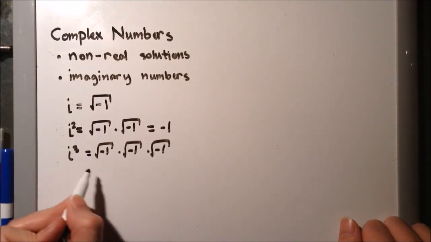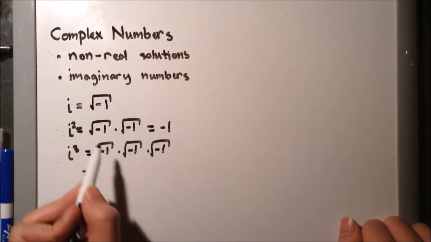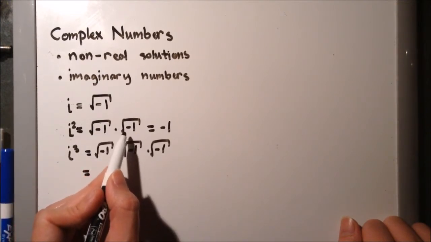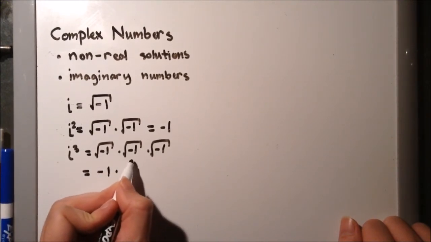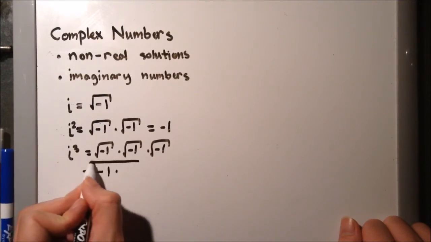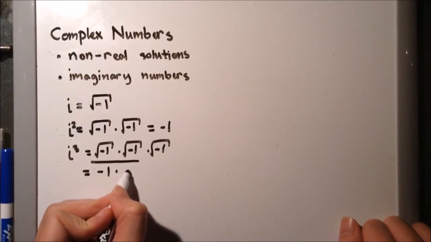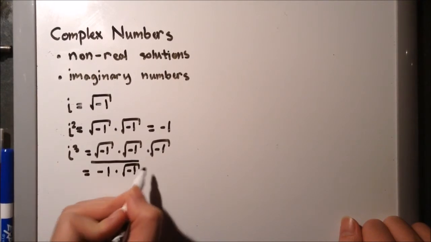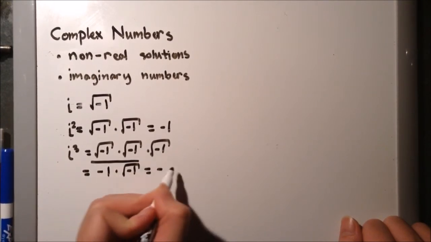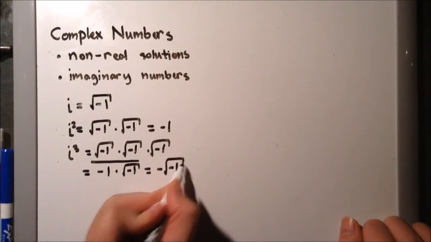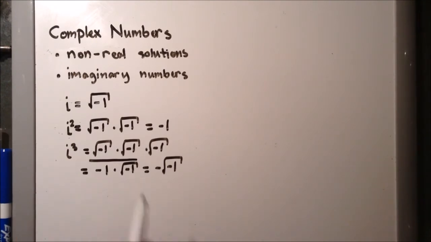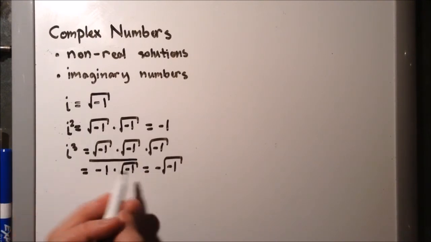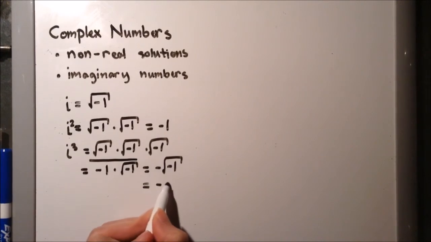Now, based on i squared, we know that the square root of negative 1 times the square root of negative 1 is negative 1. And then, this negative 1 came from these two, and then I bring down the square root of negative 1, which is negative the square root of negative 1. When it comes to imaginary numbers, we don't typically leave it as negative square root of negative 1. We know that the square root of negative 1 is just i, so we leave it as negative i.